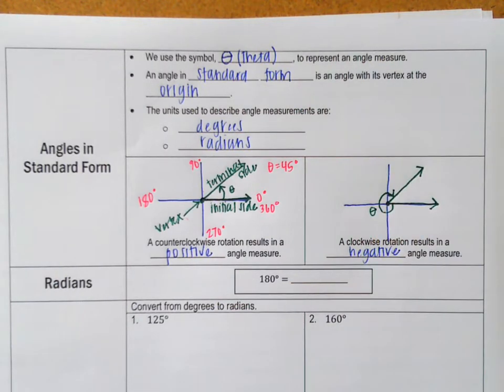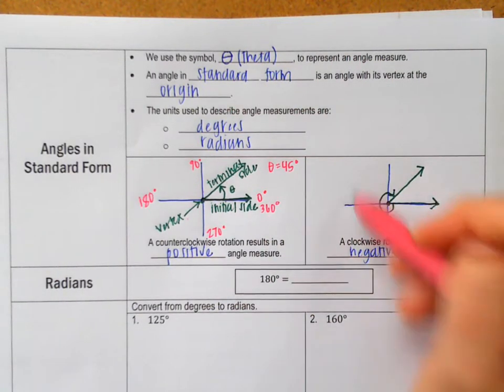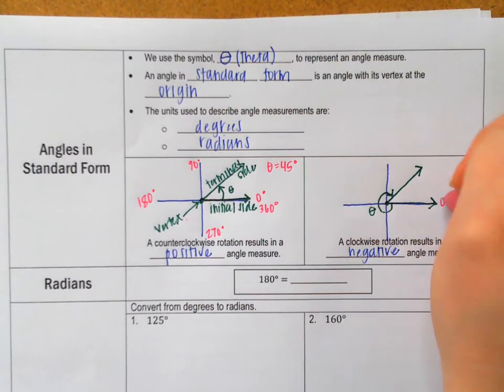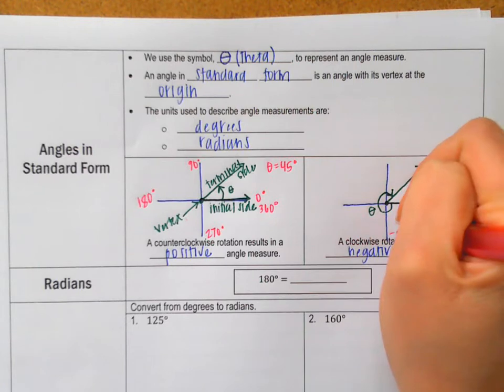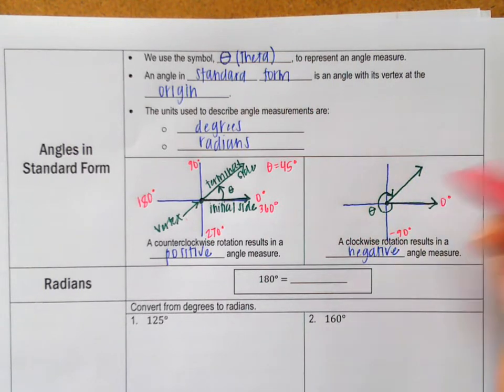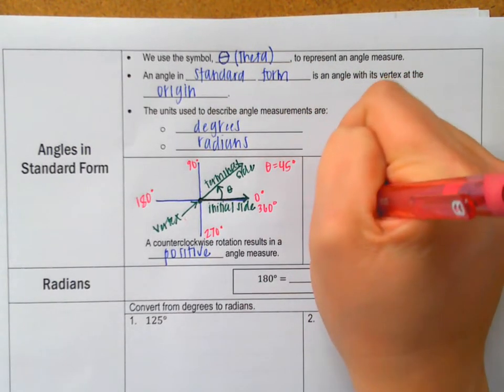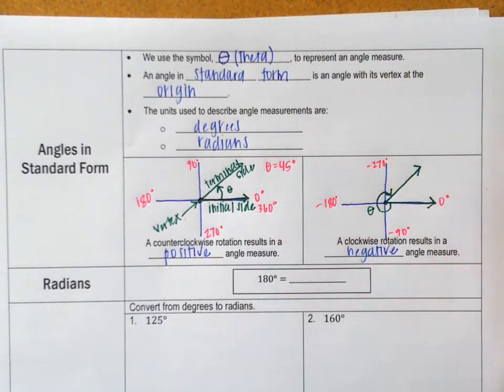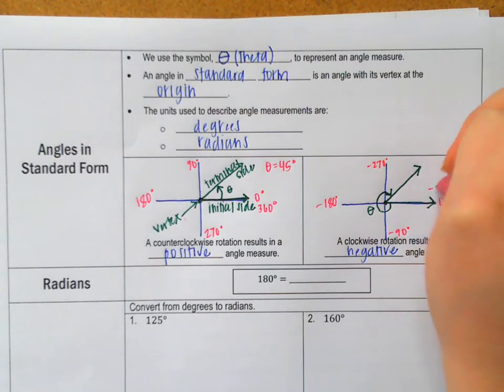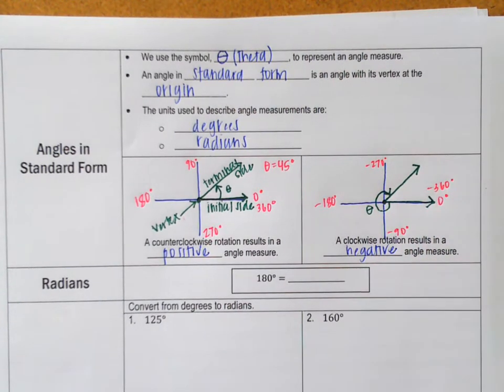But now when we're going in the clockwise rotation, this is still 0. But now if I'm going in this direction, this would be my negative 90 degrees. And then this would be negative 180. And here would be negative 270. And then now back here would be negative 360.